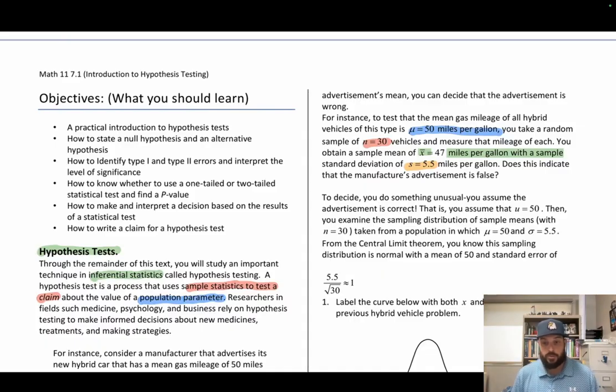And so we're going to do something unusual here. We're going to assume the advertisement is correct. So we're going to assume that our mean of 50 is correct. Then you examine our sampling distribution of the sample means taken from a population that had a mu, or mean, of 50 and a standard deviation of 5.5. So given from last chapter, the central limit theorem, you know the sampling distribution is normal with a mean of 50 and standard error of 5.5 over the square root of 30, which is roughly equivalent to 1.